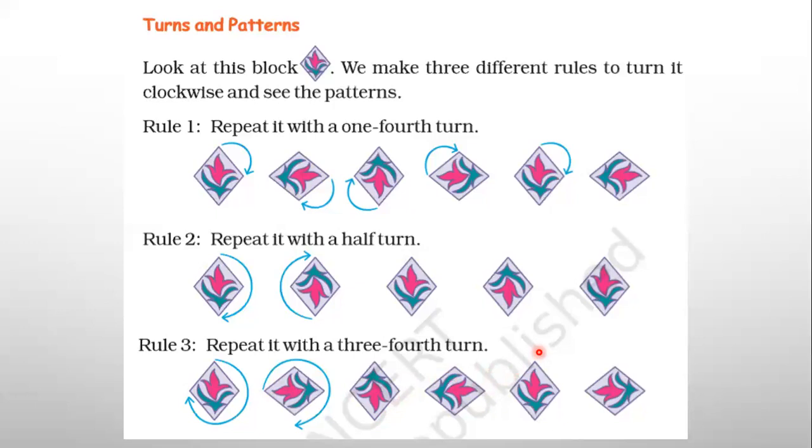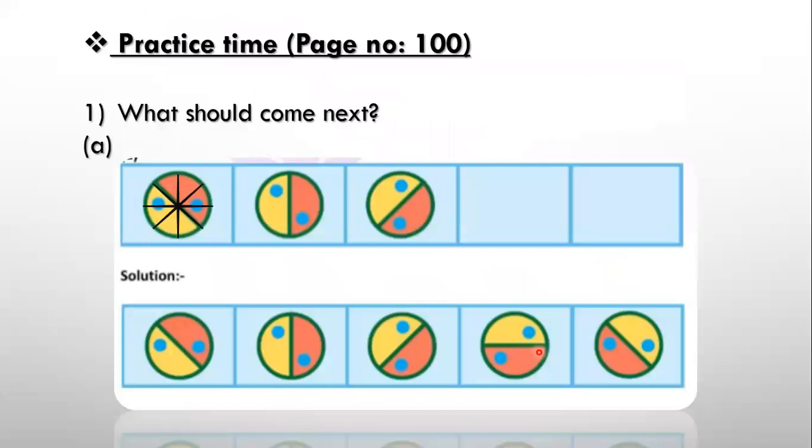Okay, children. And now we will see some questions given in the textbook, that is given under the heading Practice Time on page number 100. Here, the question is, what should come next? Therefore, to make you understand, I have drawn the line across the circle.